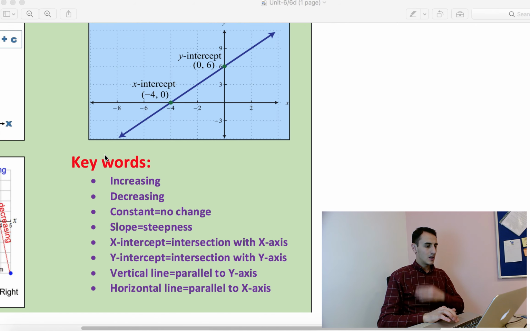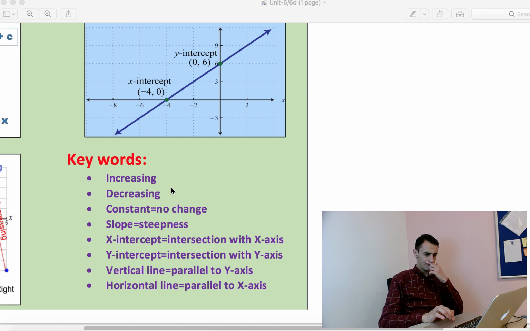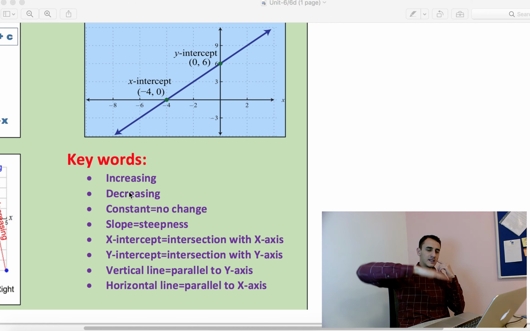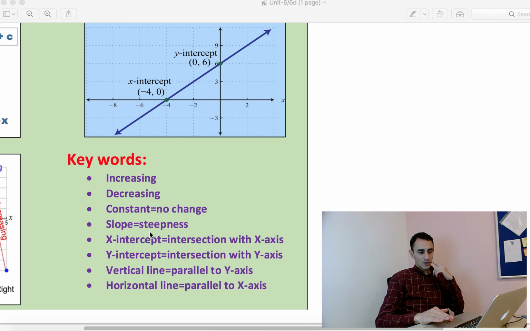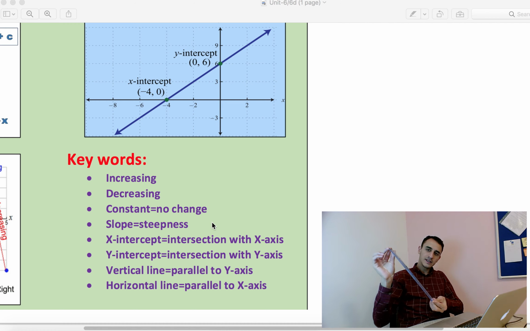Okay. So, our keywords. First one is increasing, just as I said, upward; decreasing, downward; and constant, parallel or horizontal, parallel to the x-axis or horizontal line. Slope, just as I explained, is steepness. It is steepness, okay? And slope is represented by m, okay?